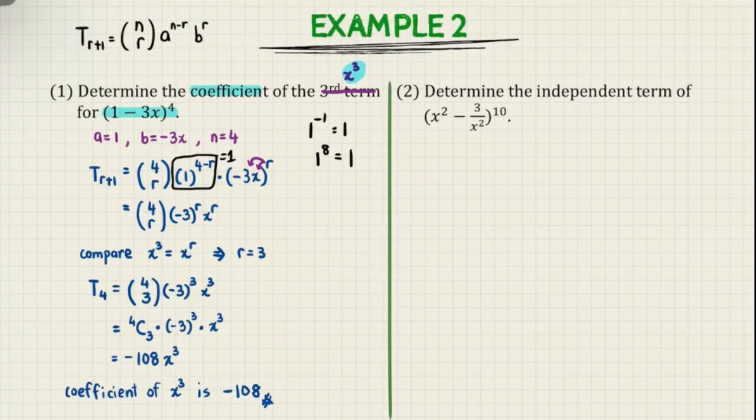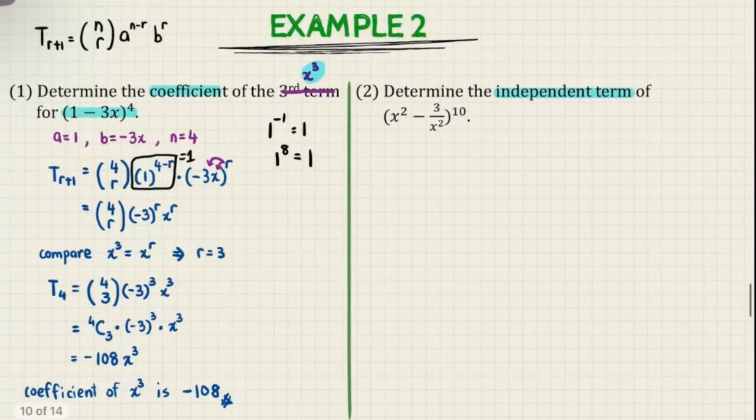So now let's look at question 2. Okay, question 2 ni adalah question favorite dalam PSPM dulu. Tapi sekarang tak ada PSPM chapter 3 kan, so tak apa. Kemungkinan boleh masuk assignment. So determine the independent term of (x square minus 3 over x square) to the power of 10. Okay, the question is, what does it mean by independent term?